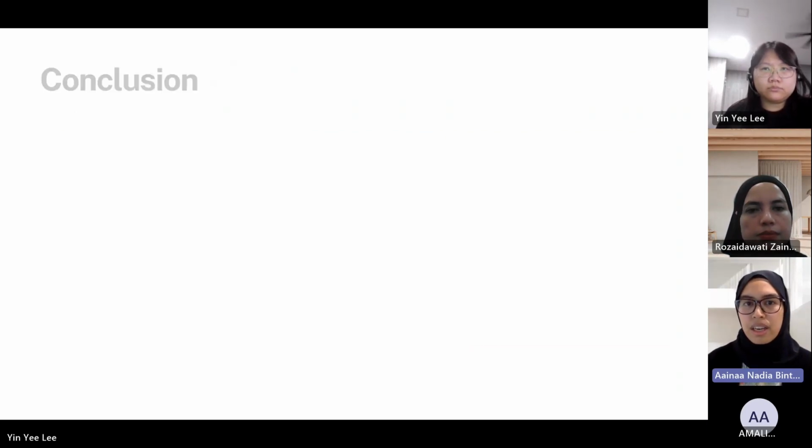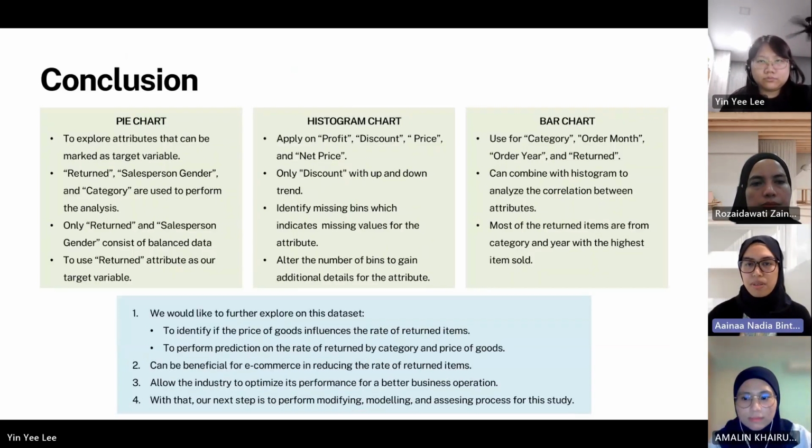Moving on to the last part, we explored 3 types of visualization to understand our group dataset better. In this pre-processing step, we first try to identify the target attributes, histogram mainly for quantitative variables like profit, discount, and price, as well as to identify missing value for each attribute. In contrast, bar chart is used mainly on qualitative variables in this project.